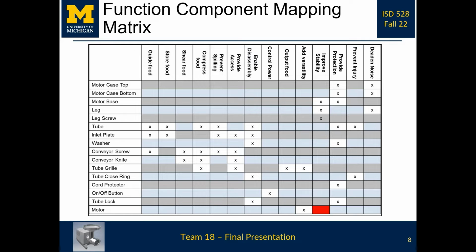16 parts of our machine are mapped to functions defined in the FAST diagram. The updates given in the midterm report are incorporated and highlighted in red color. For example, the motor was removed from the functive improve stability.